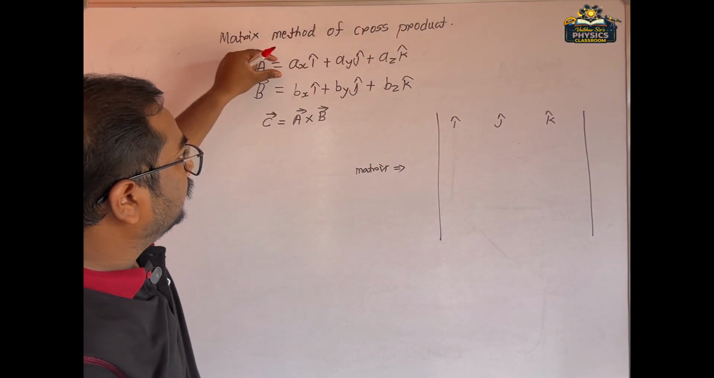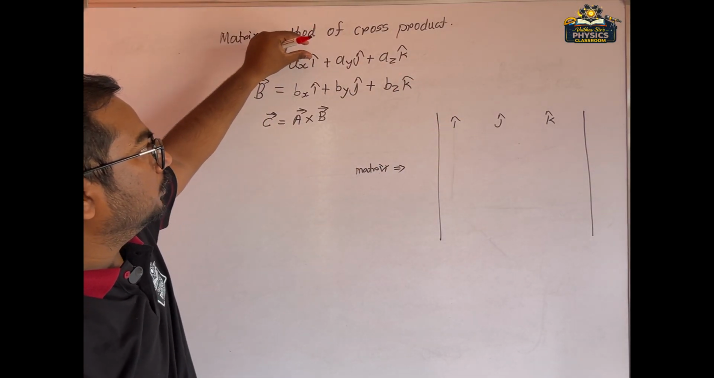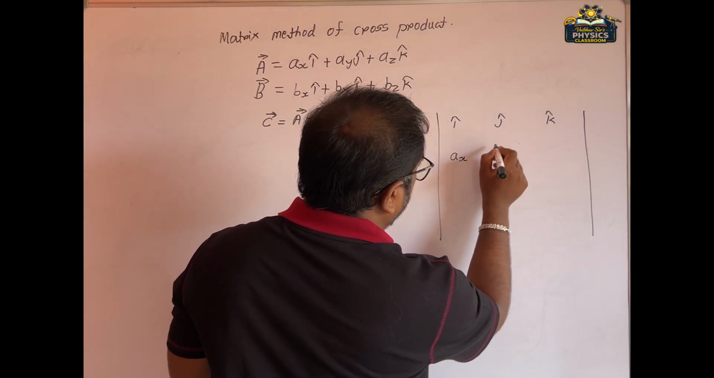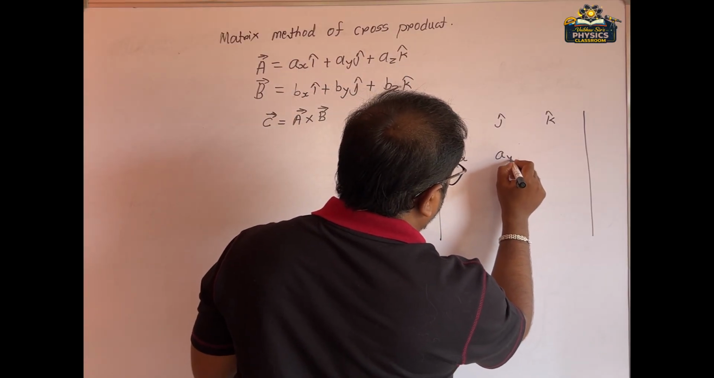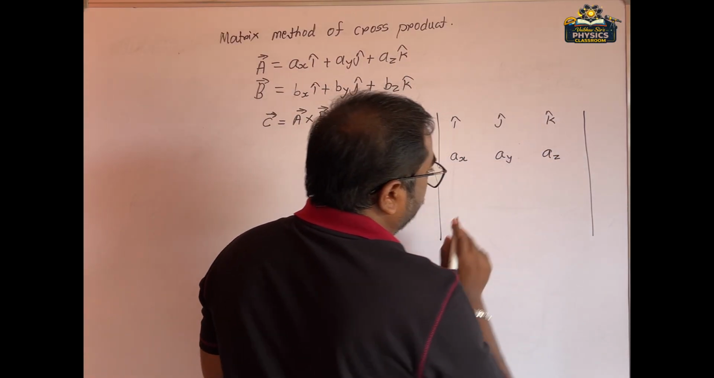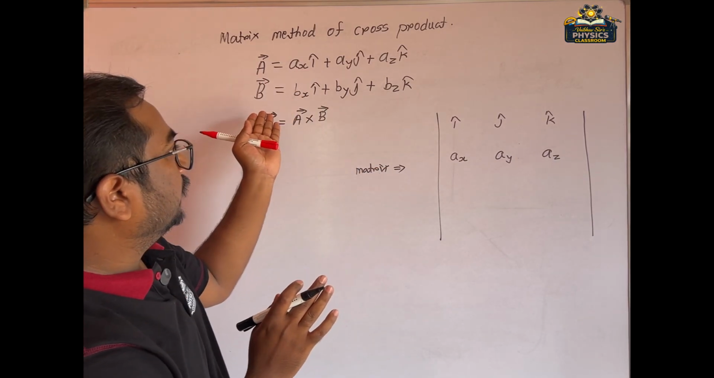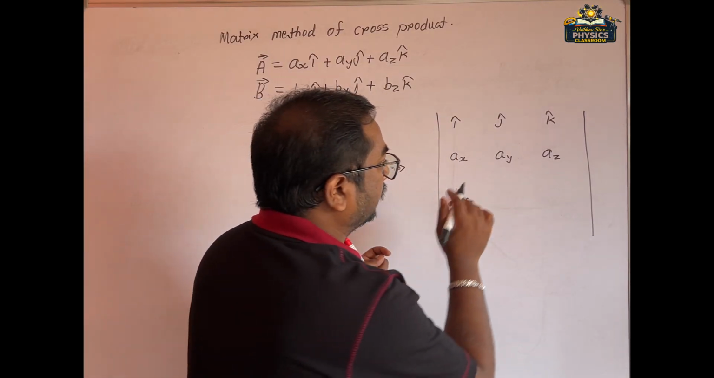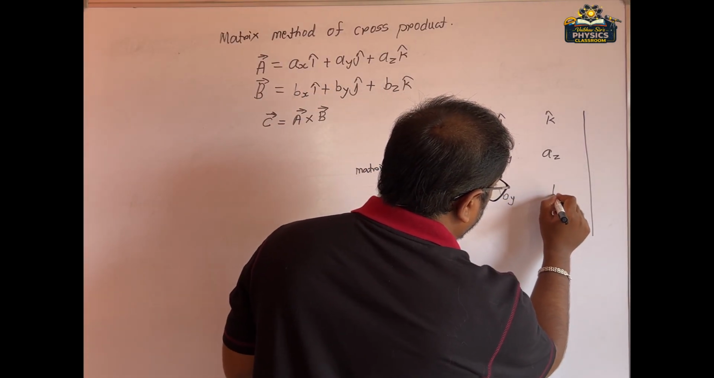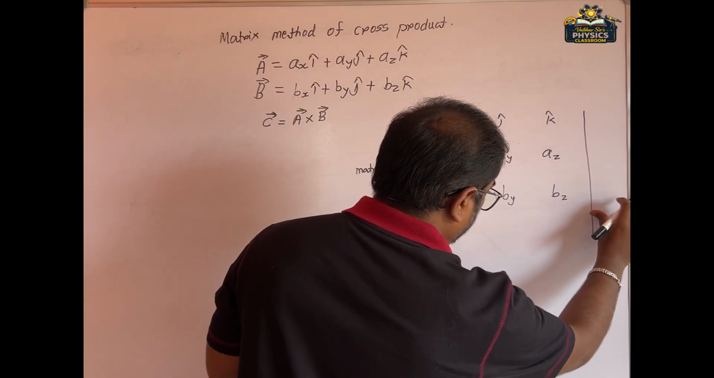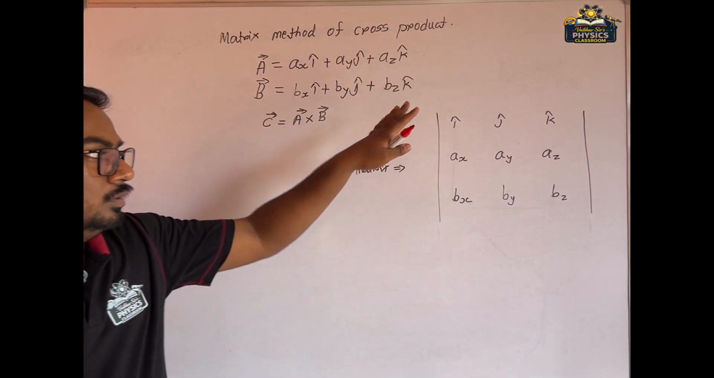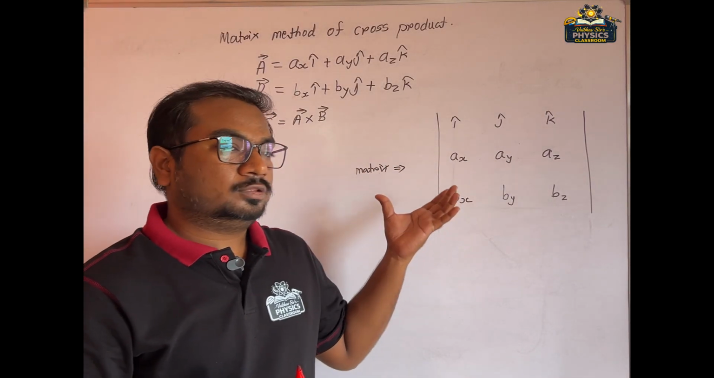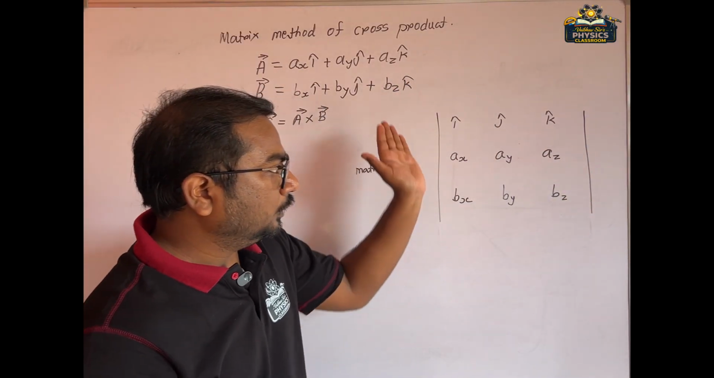Now we are taking the magnitude of the A vector in a particular axis, in a particular direction. It's like that: ax with the i cap, ay with the j cap, az with the k cap. Now we have to arrange for the B vector also: bx, then by, then bz, just like that. Then there is one simple thing: we have to find the determinant of this matrix.